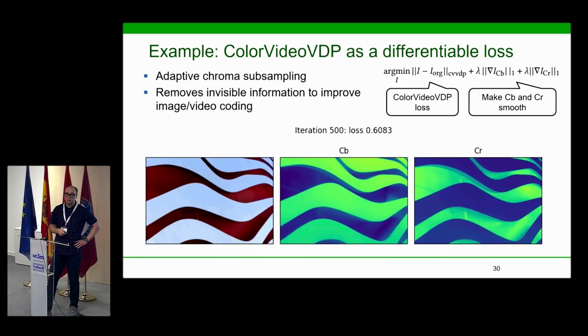I mentioned that ColorVideoP is differentiable. 5 minutes? Okay, I will be quick. Can we use that as a loss function?